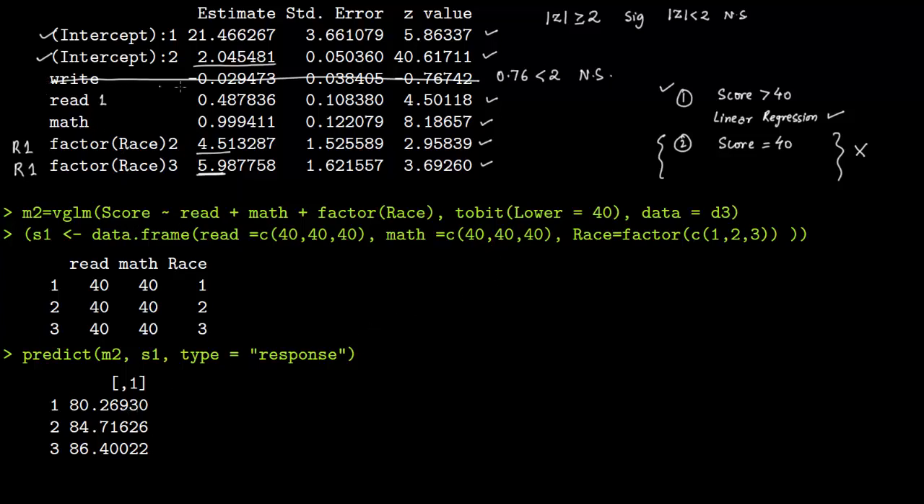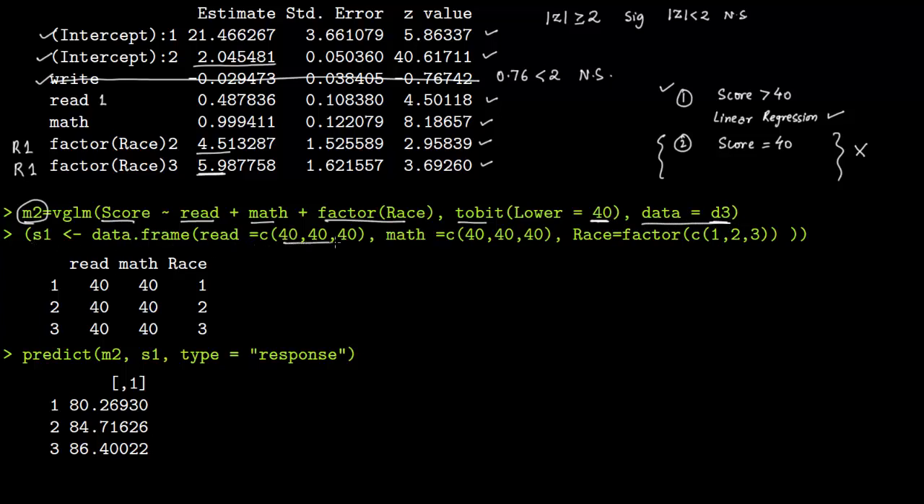Now since writing is not important, we need to drop it. So we make another model, M2. Now score is a function of read, math and race. So writing is no longer there because we want to use it for prediction now. You use the Tobit model. Lower threshold is 40. Data set is the same, D3. So you have the data frame.